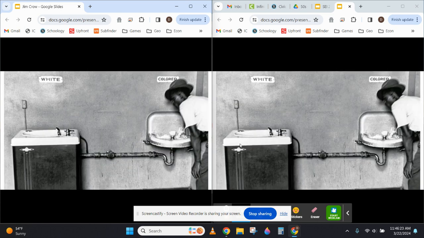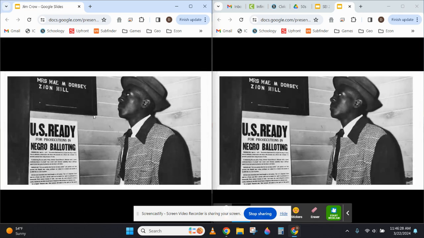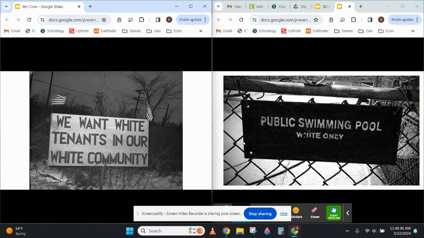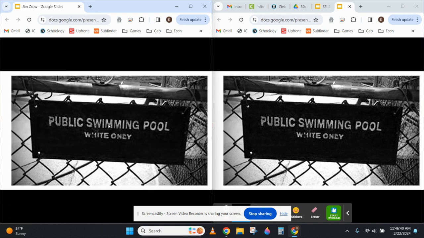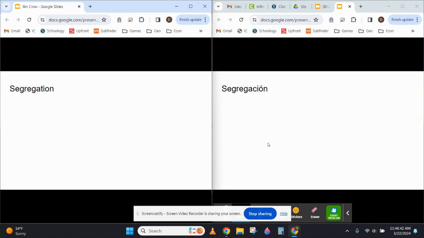Here are some examples of those Jim Crow laws: different drinking fountains, areas for voting, right? Persecuting any African American who's trying to vote. Only whites allowed in this community. White only swimming pools. These are all examples of segregation.